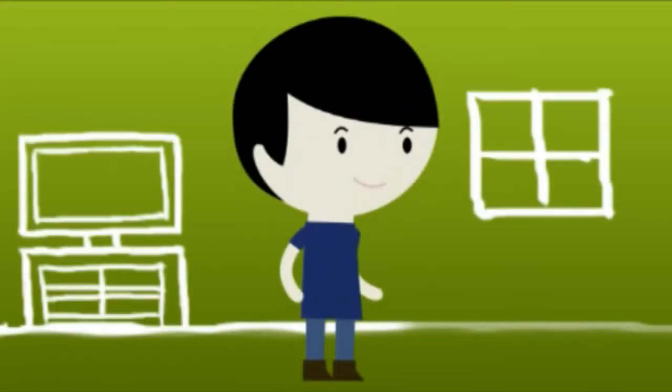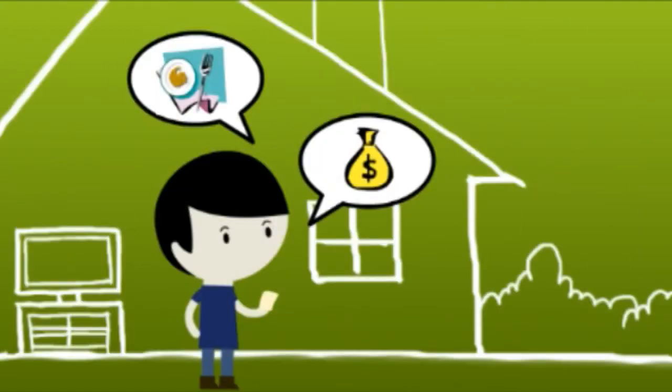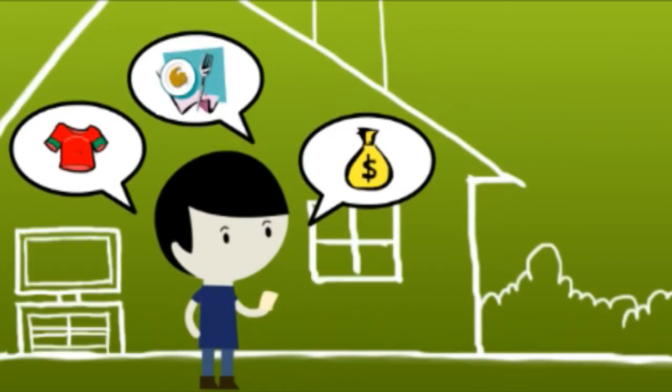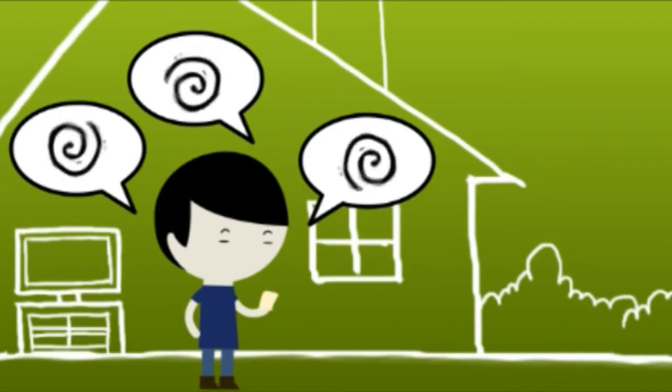One day, this guy has to travel around the city. He will go to the bank, have lunch, and buy a new shirt. He writes down the destinations in a to-do list. But he's still confused because he doesn't know whether the destinations are open or closed.